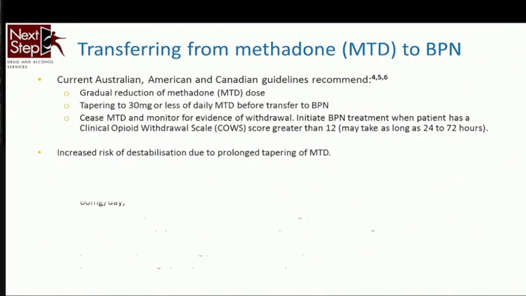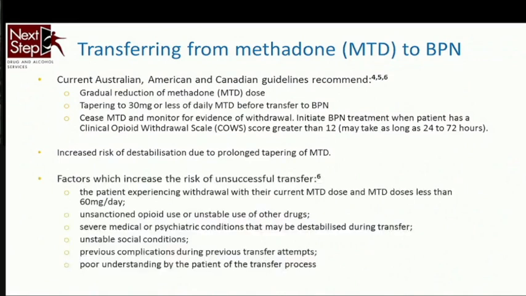There have been factors identified that potentially increase the risk of unsuccessful transfer from methadone to buprenorphine, and they are as listed there. Patients who are already experiencing withdrawal on a methadone dose of 60 or less tend to do not as well. Patients who are still using unsanctioned opioids and have unstable use of other drugs while they are trying to reduce, that's pretty understandable. If there are severe medical or psychiatric complications, unstable social conditions, or if they have had a previous negative experience or complications associated with trying to transfer, then often these patients don't attempt again, or they may not do very well.